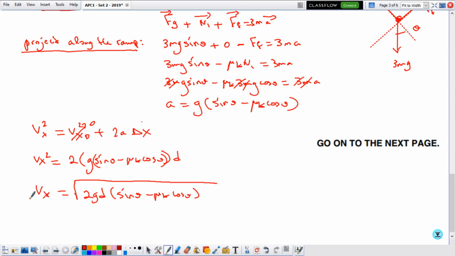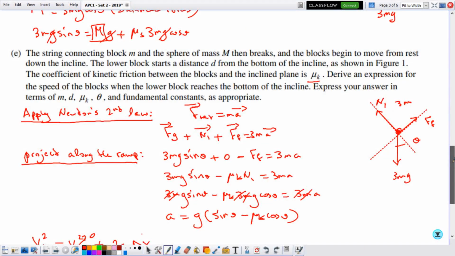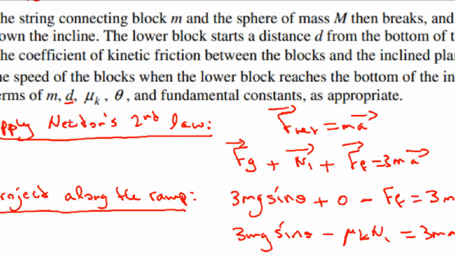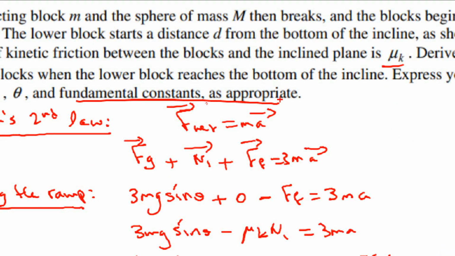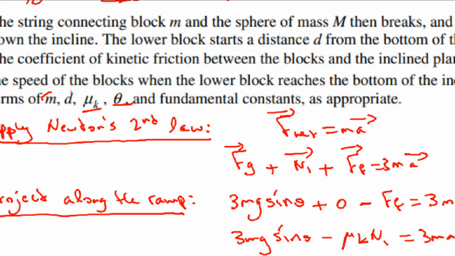And let's do the final check. Indeed our speed is being expressed in terms of d, g, which is a fundamental constant, mu k and theta, and we haven't used the mass. That's fine.